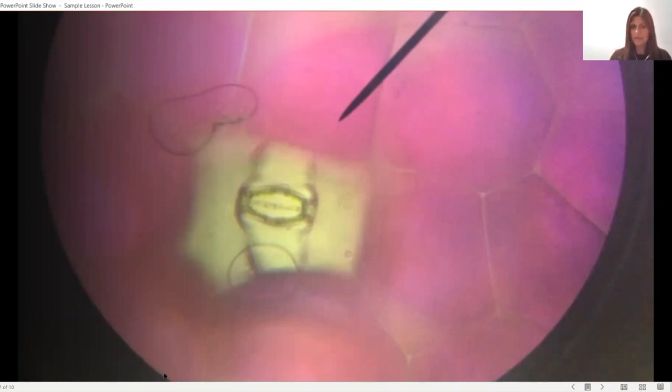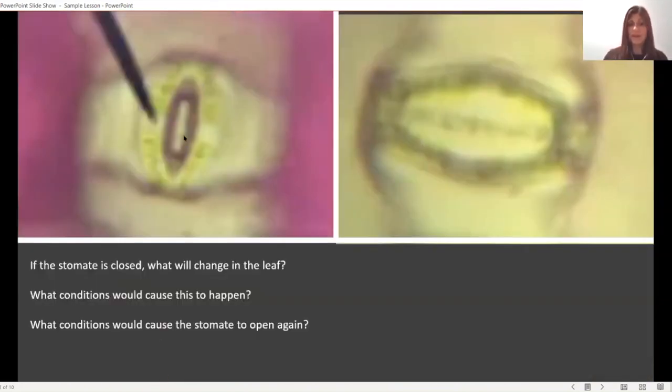Now let me show you them side by side. Okay, here is the stomate open. This is a very moist environment. The plant has plenty of water and it's fine for water to come and go. If the plant gets dry and it starts to get a little wilty, this stomate that is actually cells that are filled with water, they lose water and they're going to kind of collapse on each other. And that is what closes the stomate.